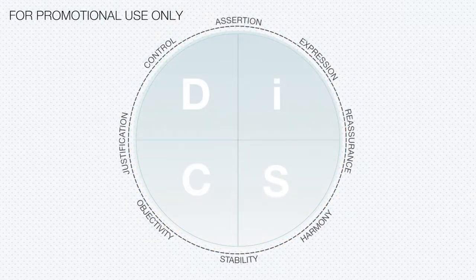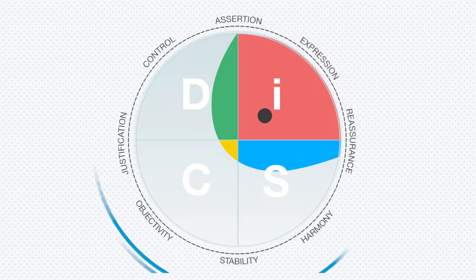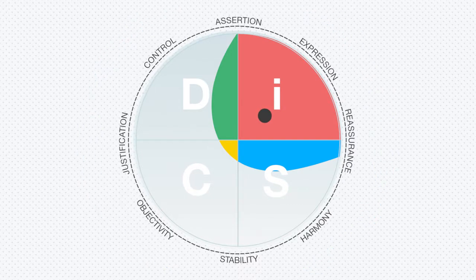Here's how it works. First, everyone has a dot. That dot tells you your DISC style. And these words around the circle, they're called priorities. Together, they tell your story in conflict.